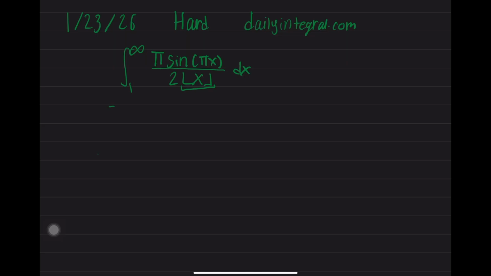So let's say we go from 1 to 2 and we don't include 2, then the floor of x is going to be 1. So if x is from 1 to 2, where we don't include 2, the floor of x is 1. If we go from 2 to 3, we have the floor of x is equal to 2. So like this, if we go from n to n plus 1, we know that the floor of x is equal to n. So like this, we'll partition our integral into parts.